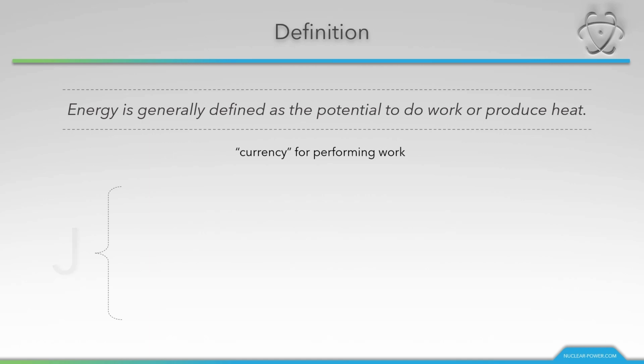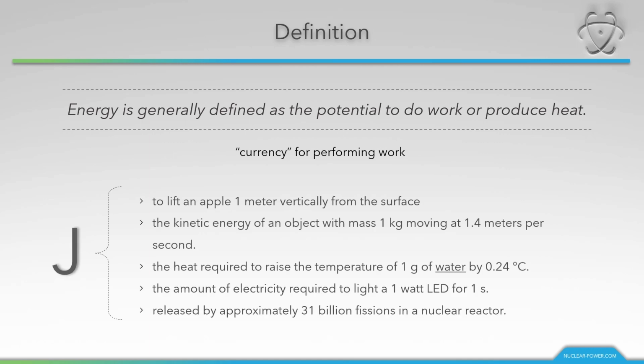Energy is the potential to do work or to produce heat. You must have some energy to accomplish work. It is like currency for performing work. You must expend at least 1 kilojoule of energy to do 1 kilojoule of work. For better understanding, let's take 1 joule.